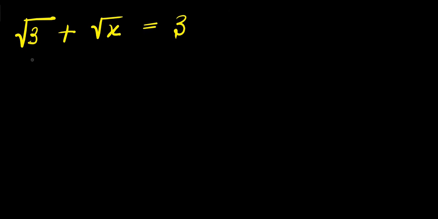Hello, how to solve this radical problem? Square root of 3 plus square root of x equals 3. Solving for all values of x that satisfy this equation. So, I'll start by taking the squares of both sides of this equation.